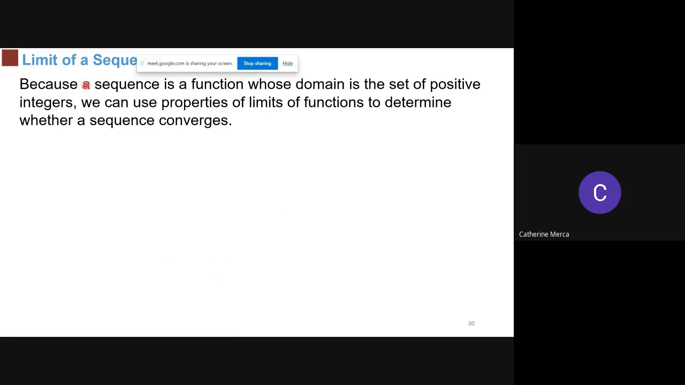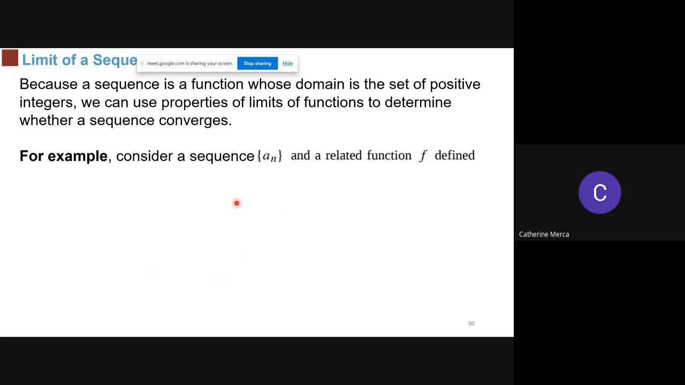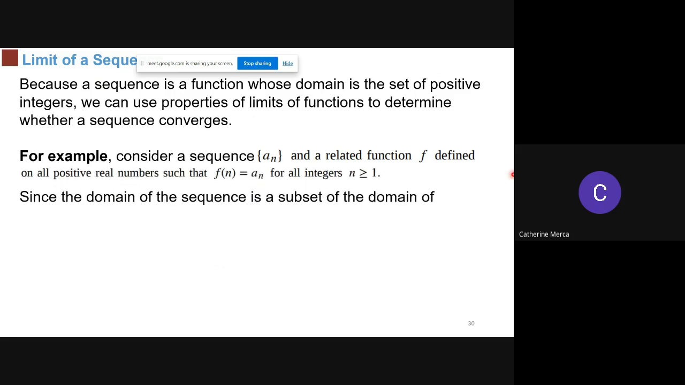Because of this, remember that a sequence is a function whose domain is the set of positive integers. So you can actually use properties of limits of functions to determine whether a sequence converges or not. For example, take a sequence and a function f defined for all real numbers. Since the domain of the sequence is a subset of the domain of f, if the limit of f of x as x approaches infinity exists, meaning we get a value L, then the sequence converges and has the same limit.